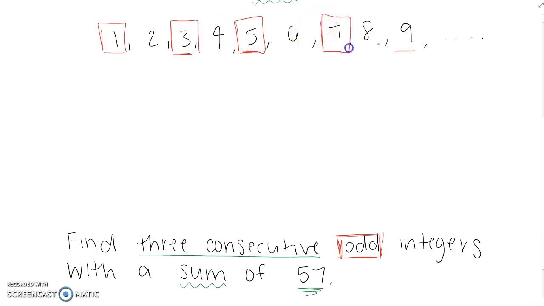Let's list 3 consecutive odd numbers. We could have 1, 3, 5. We could have 3, 5, 7. We could have 5, 7, 9. So hopefully you agree that each of these are examples of 3 consecutive odd integers. Now, do you notice a pattern?